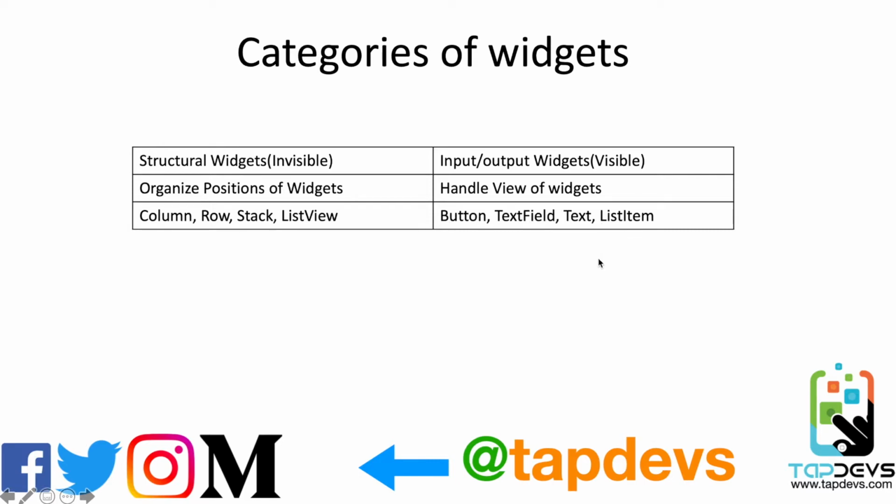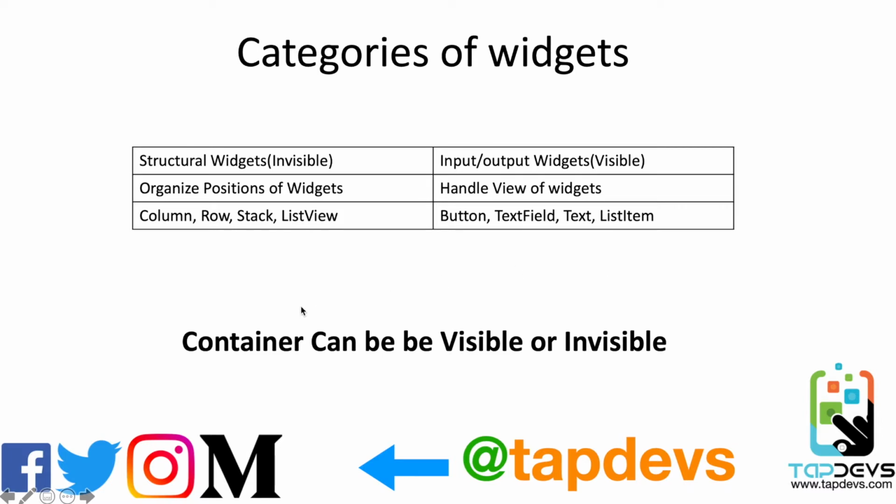And please remember that there's a third category called container. Container can be visible and invisible. You can hold various things in a container and manage the margins, or it can be visible by adding background colors and shapes. So it can be in both categories.